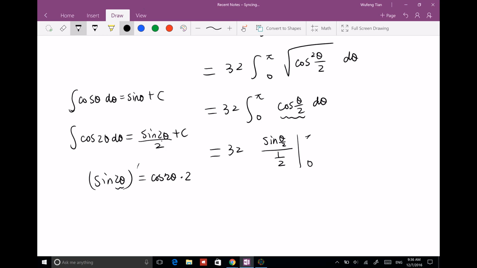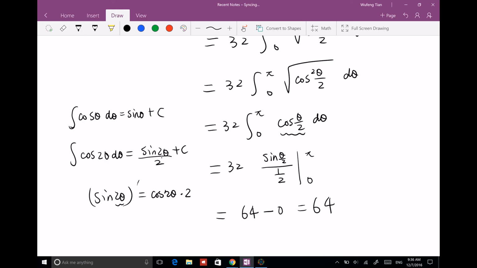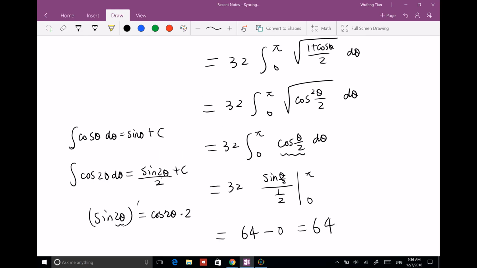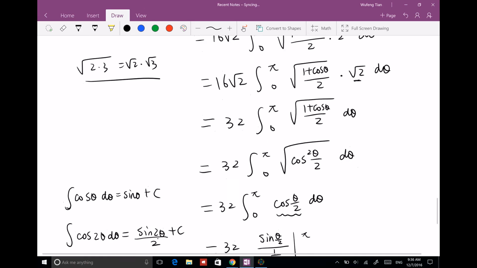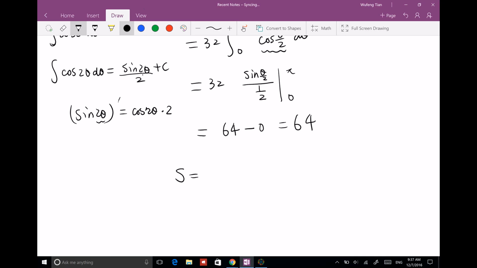And then plug 0 and pi into it. Plugging pi in here, it's going to be 1, so it's 64. Minus plugging 0 in here, it's just 0. So the final answer is 64. That's how you work on the arc length of this problem. I think everyone should be okay with the formula: s equals the integral from alpha to beta of the square root of r squared plus r prime squared d theta. Everyone should be fine with that so far. You apply this formula to find the arc length.